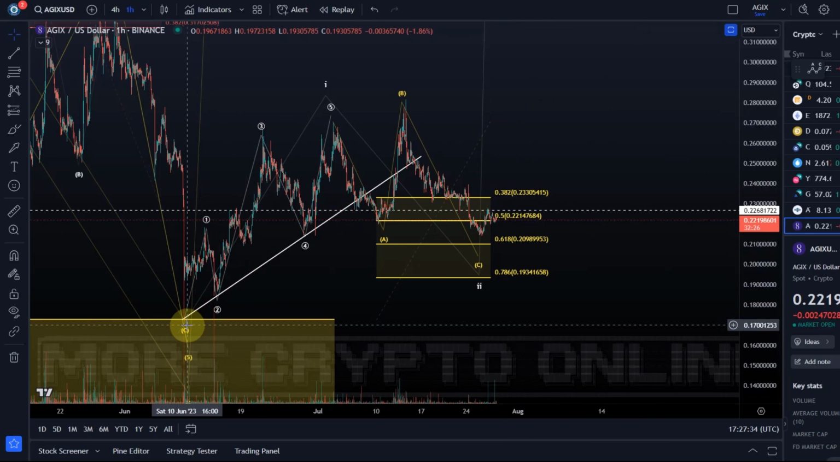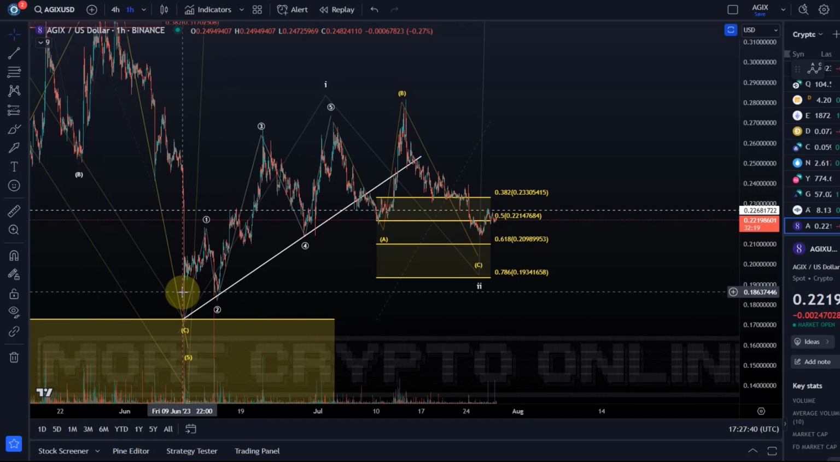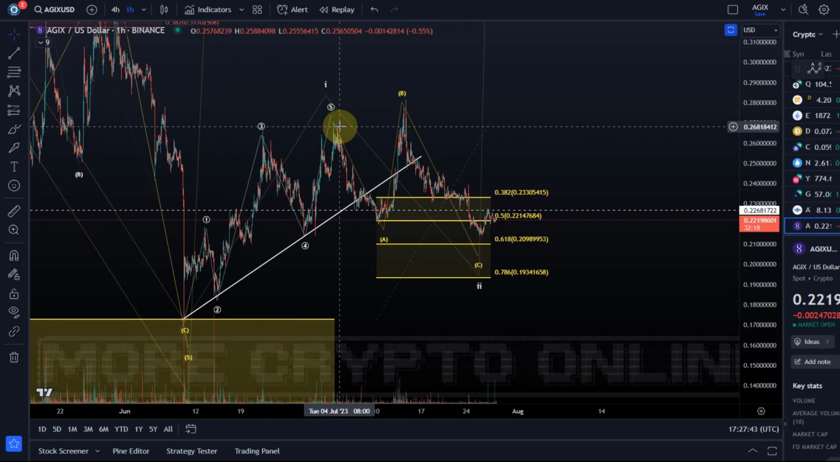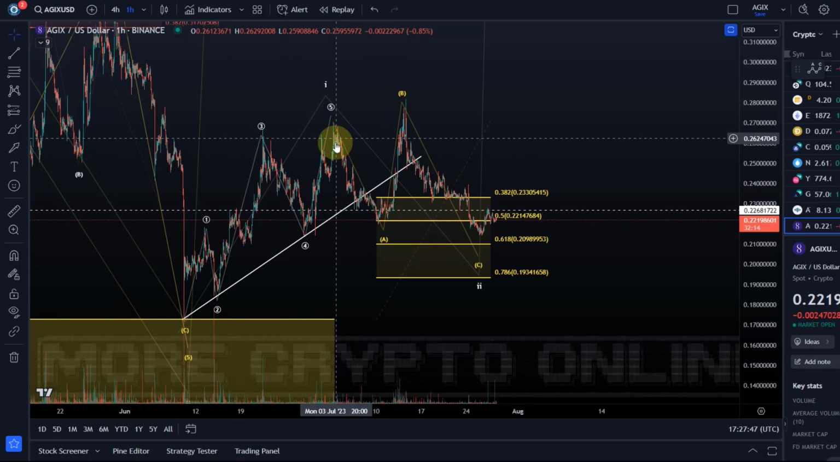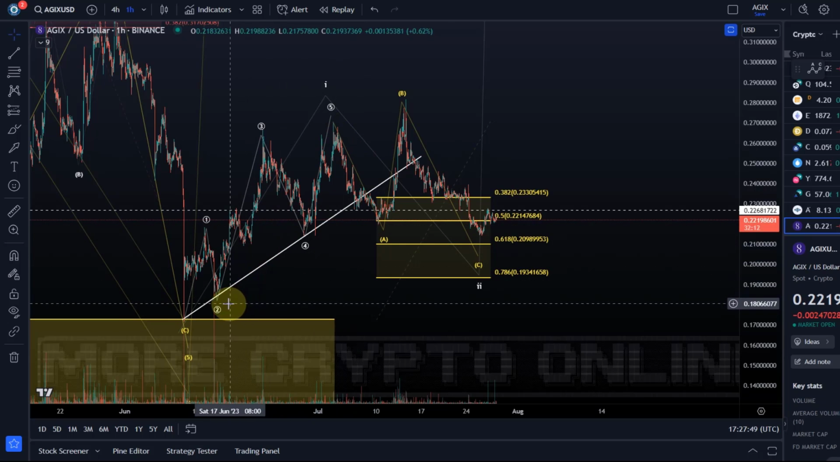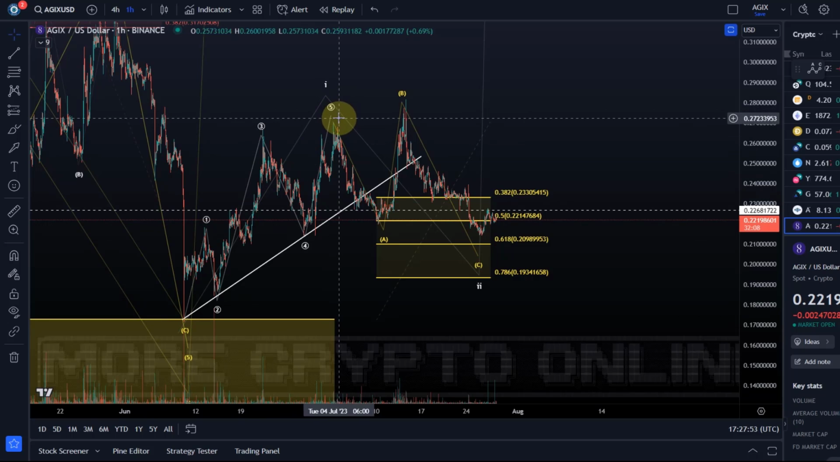On the AGIX chart, we still see this potential 5-wave move to the upside. We talked about that over the last few weeks actually. It's a 5-wave move that developed between the 10th of June and the 3rd of July. We can only count that really as a diagonal structure, not as an impulse. So we need to be a bit careful here to make any too bullish predictions.